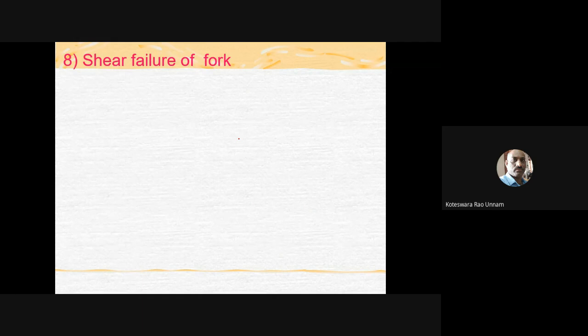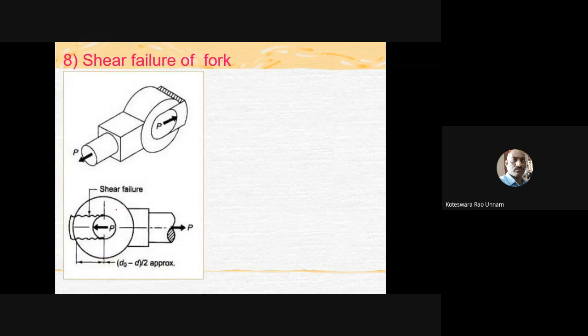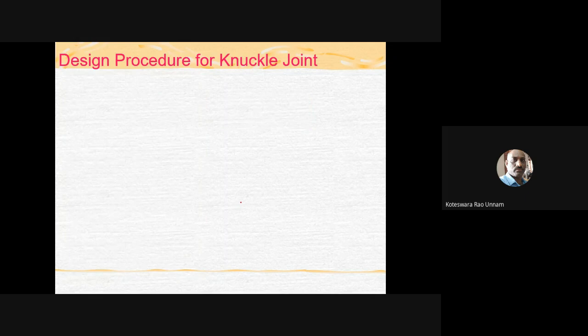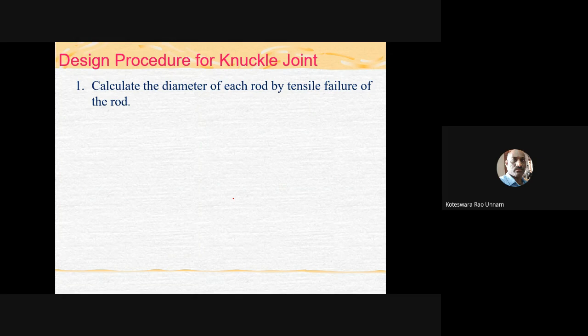So then shear failure of the fork, in the same manner. We'll approximate this as D naught minus D by 2. Then multiplied by 2A will give you the shearing area. So from this again you can check for the shearing strength of this fork end. So this is how you can use the parameters of different failure criteria to determine various dimensions of this knuckle joint.